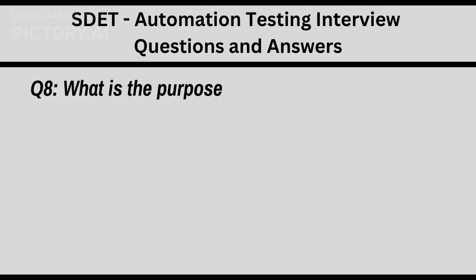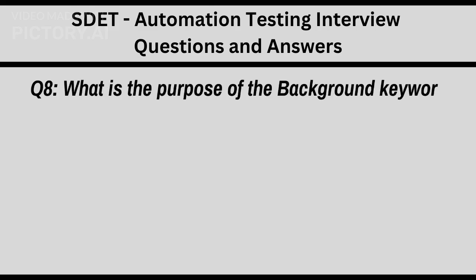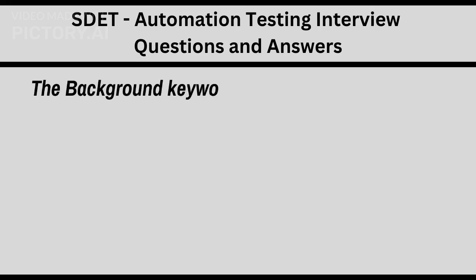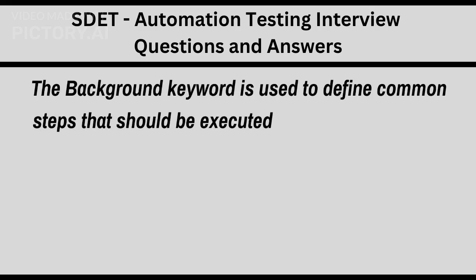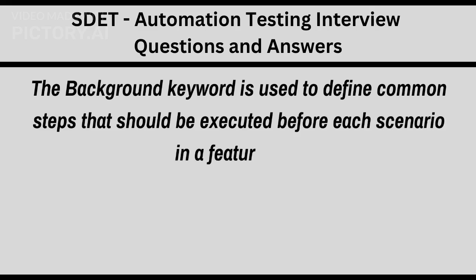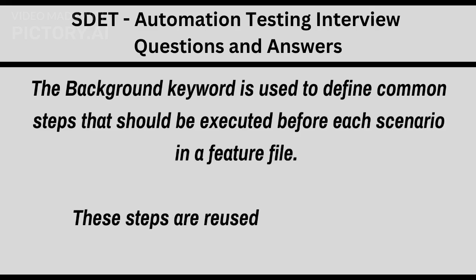Q8. What is the purpose of the Background keyword in Cucumber? The Background keyword is used to define common steps that should be executed before each scenario in a feature file. These steps are reused across scenarios.